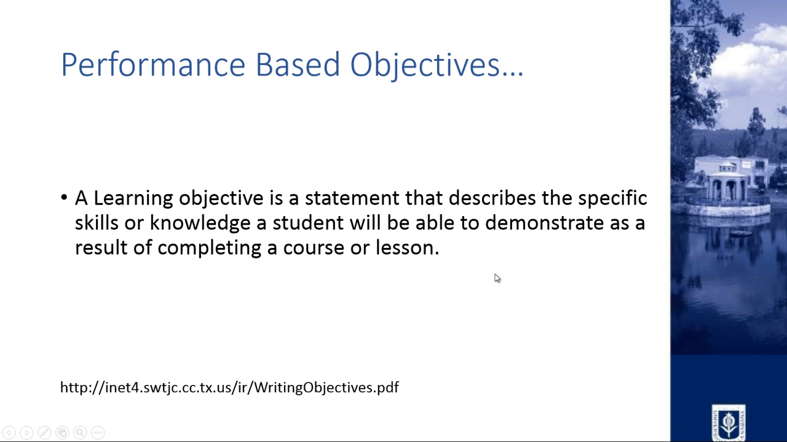Performance-based objectives is the second concept that we're going to look into in our module. A learning objective is a statement that describes the specific skills or knowledge a student will be able to demonstrate as a result of completing a course or lesson. So it's very basic. It's about the performance, and something I think you have heard, it is observable. It has to be an observable performance.